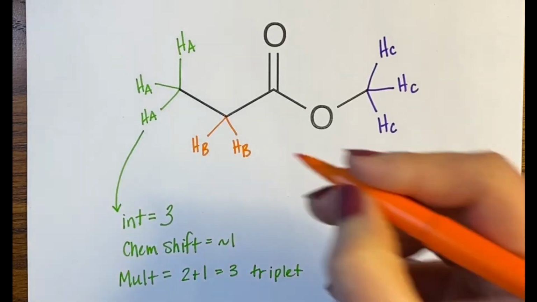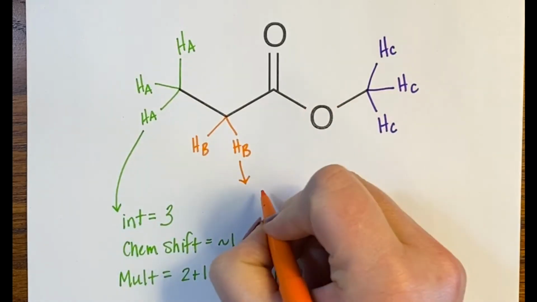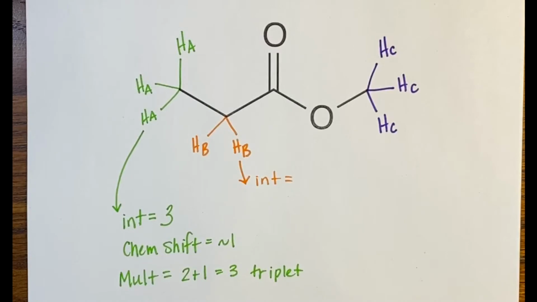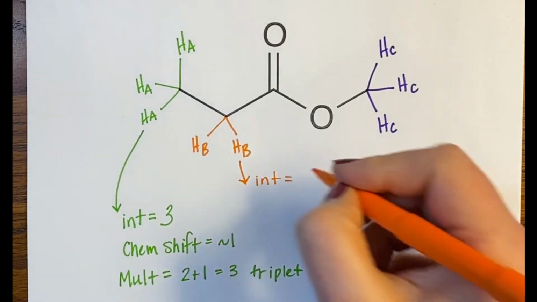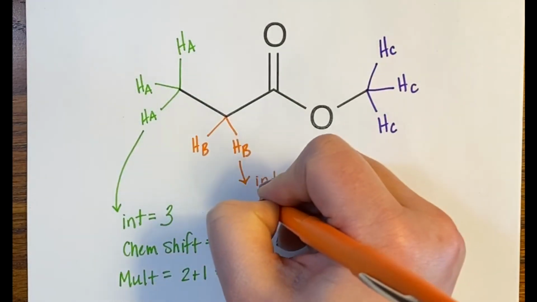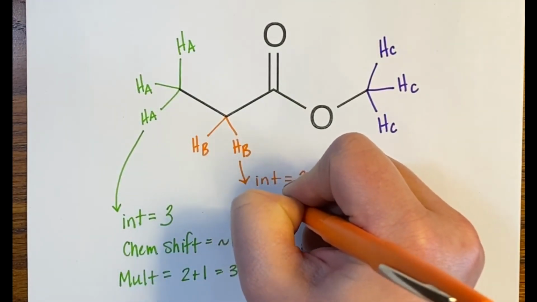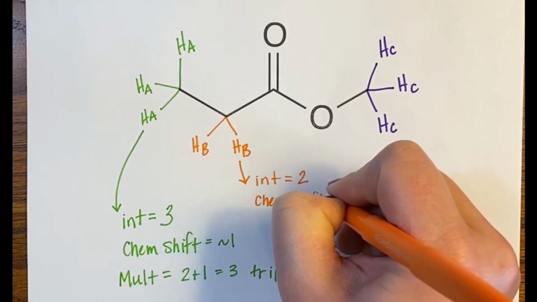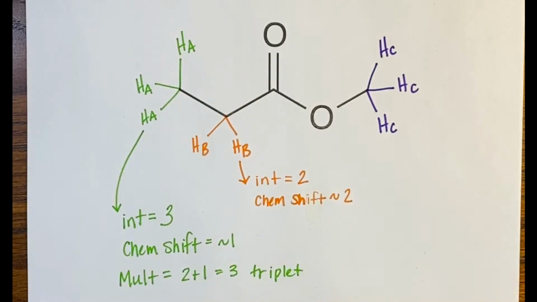If I look next at HB, the integration that I would expect for HB is going to tell me that I have 2 protons that I have identified as HB, so I'll have an integration of 2. These protons are alpha to a carbonyl, so I'm going to expect a chemical shift of about 2.